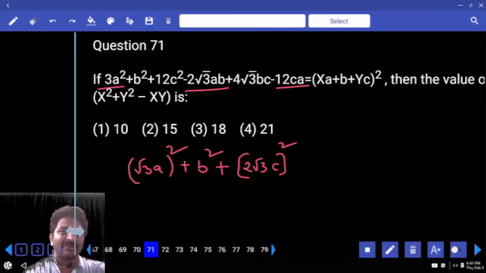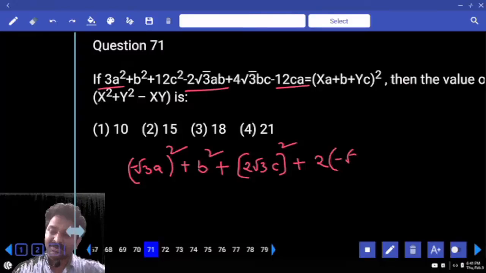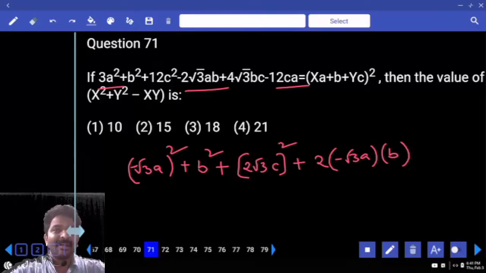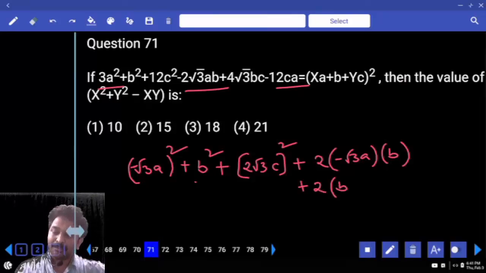So out of c and a also one value is negative. Agreed? Which is a common variable. That means take a value as minus √3a whole square. Okay na? Minus √3a, right, plus 2 into ab minus √3a into b. సరిపోయిందా? minus 2 √3 ab. నెక్స్ట్ bc ప్లస్ 2 into b into 2 √3c. సరిపోయిందా?